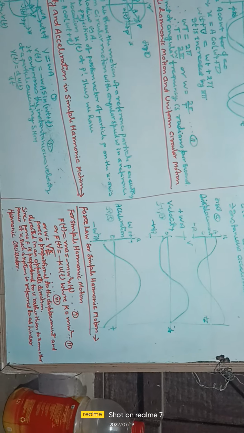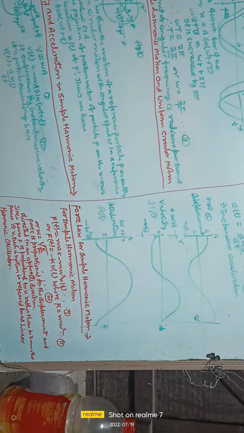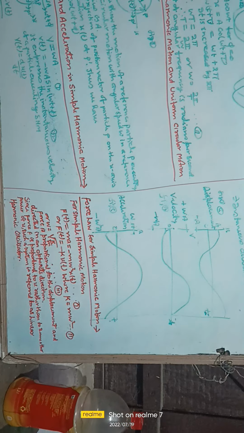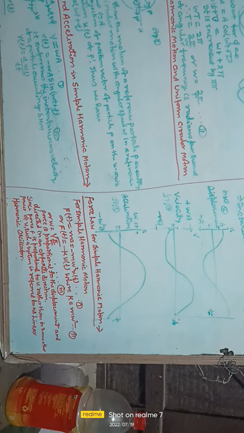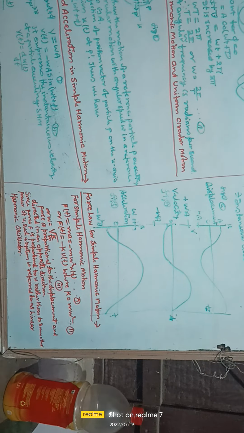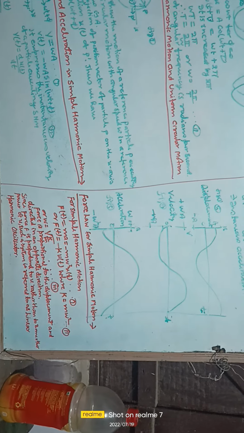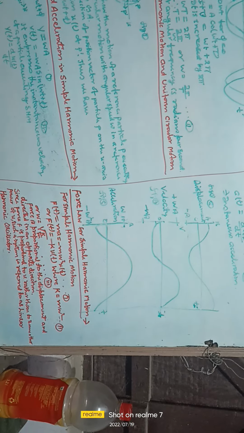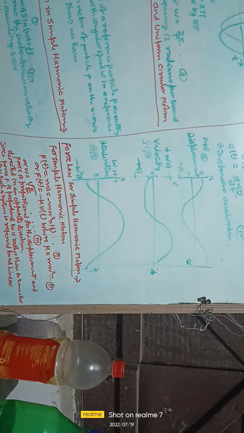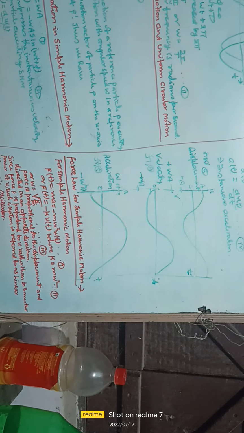Now the force law. For simple harmonic motion, F(t) = ma = −mω²x(t) and F(t) = −kx, where k = mω² and ω = root over (k/m). Thus force is proportional to the displacement and directed in the opposite direction. Since force F is proportional to x rather than to another power of x, such a system is referred to as a linear harmonic oscillator.